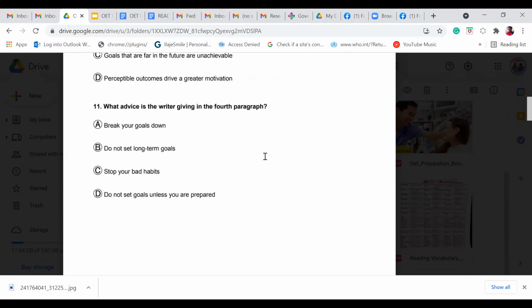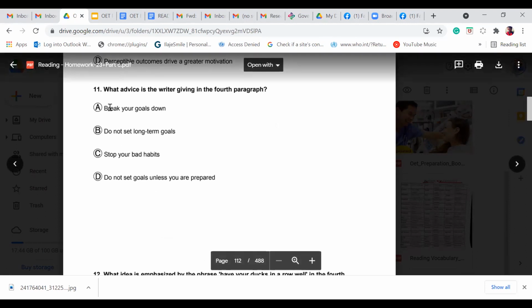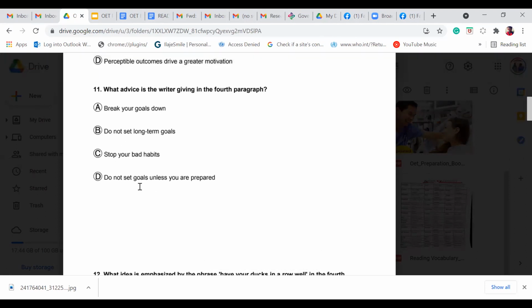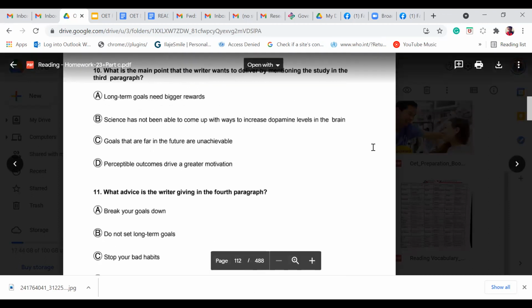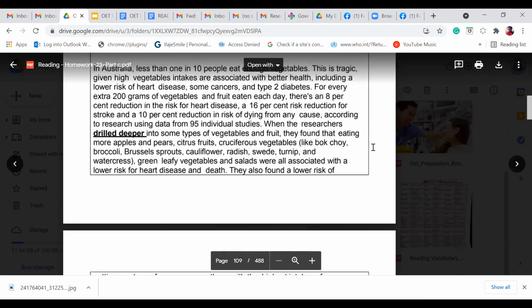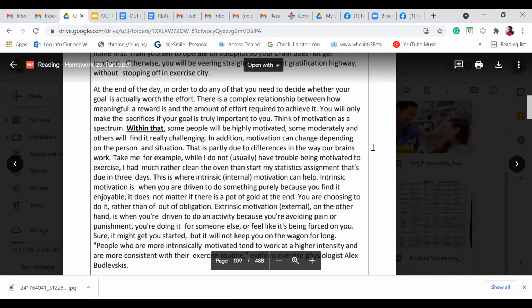Now, question 11, what advice is the writer giving in the fourth paragraph? Break your goals down, do not set long-term goals, stop your bad habits, do not set goals unless you're prepared. So let's go to the fourth paragraph. So this is the fourth paragraph.